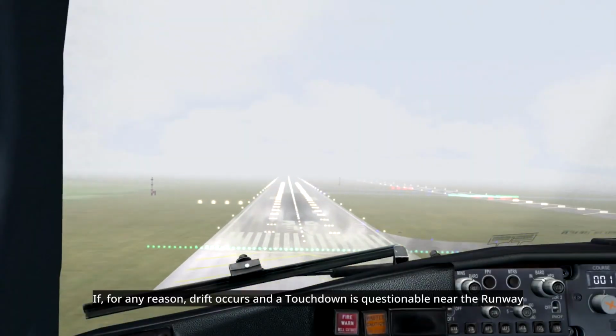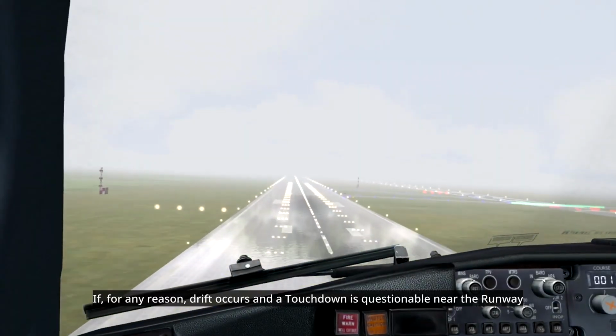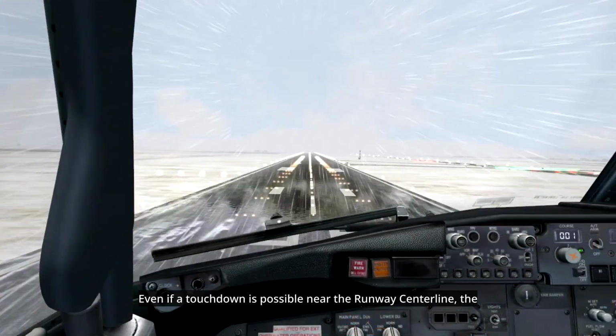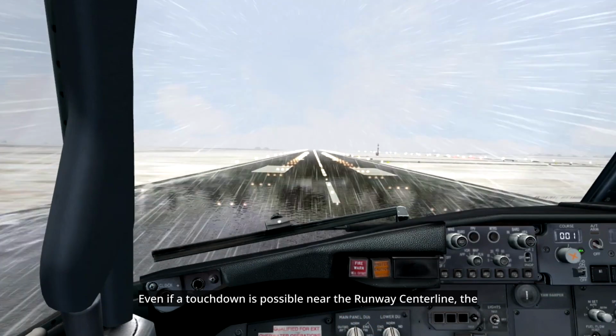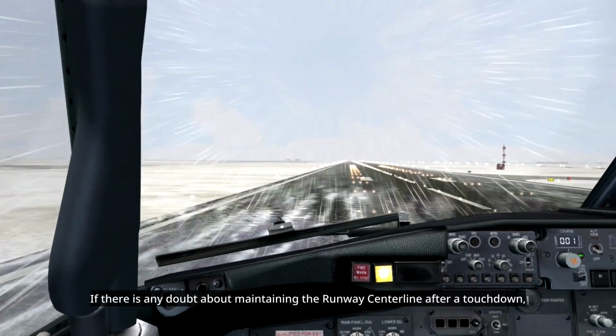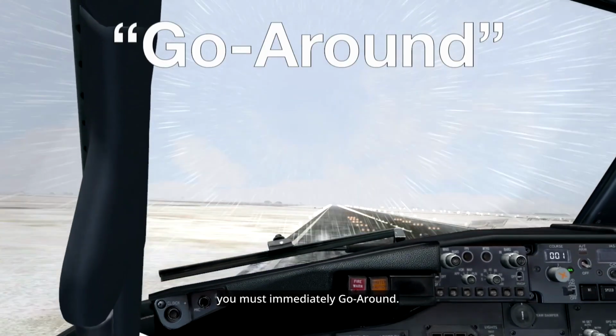If for any reason drift occurs and a touchdown near the runway centerline is questionable, or even if a touchdown is possible near the runway centerline, if there is any doubt about maintaining the runway centerline after touchdown, you must immediately go around.